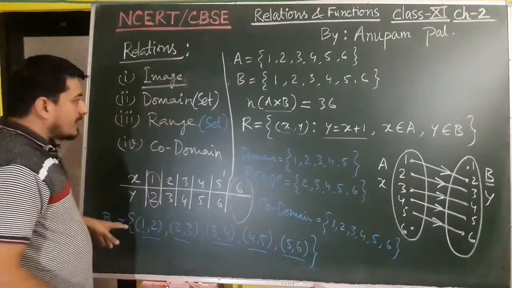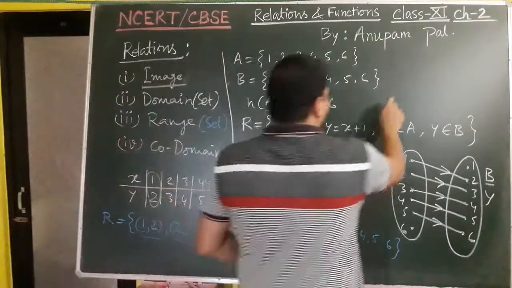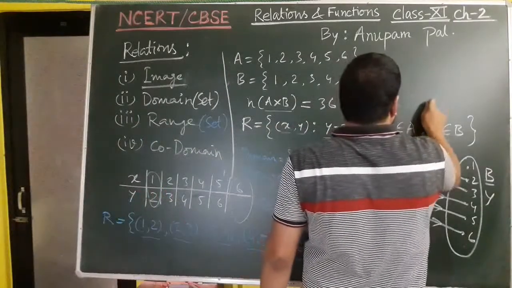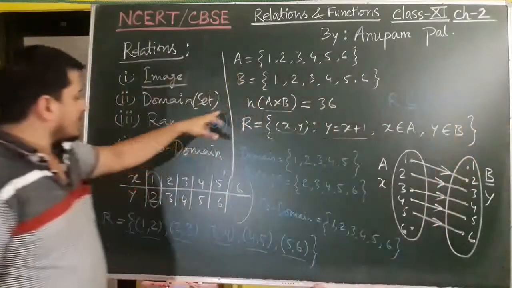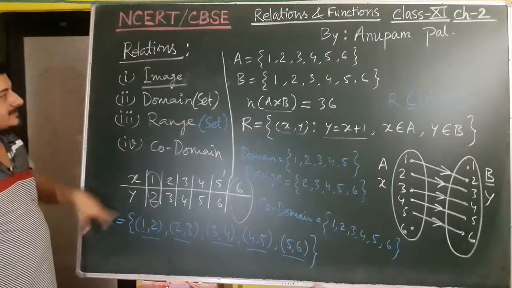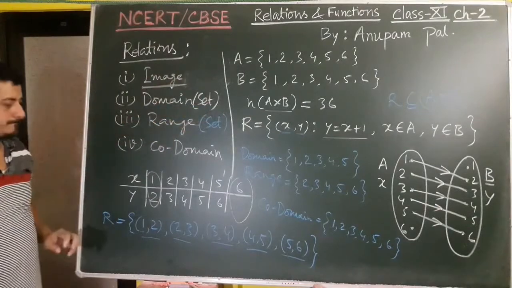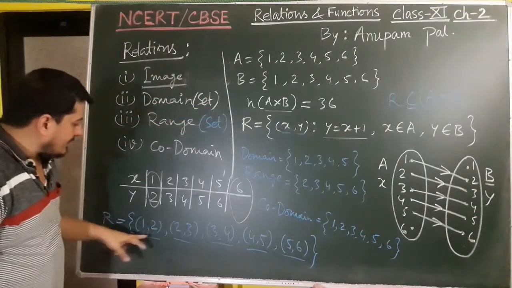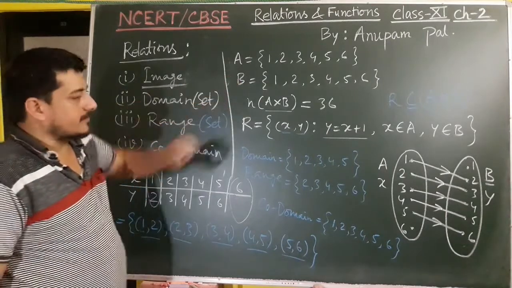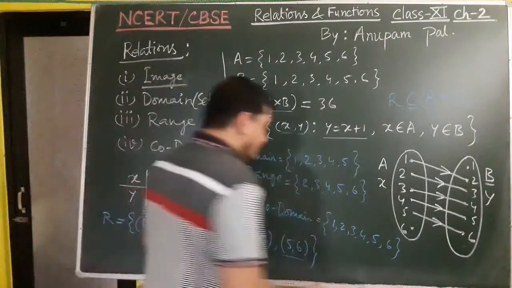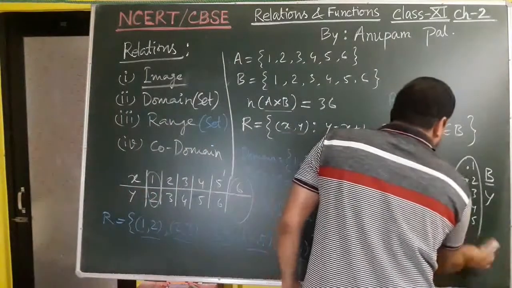Fine. So again, the main point is that R is a subset of this A cross B. So you can check it here. This R is basically a subset of A cross B. Okay, because you will get these 5 ordered pairs which are a subset of A cross B. Okay, fine. So now we shall move further.